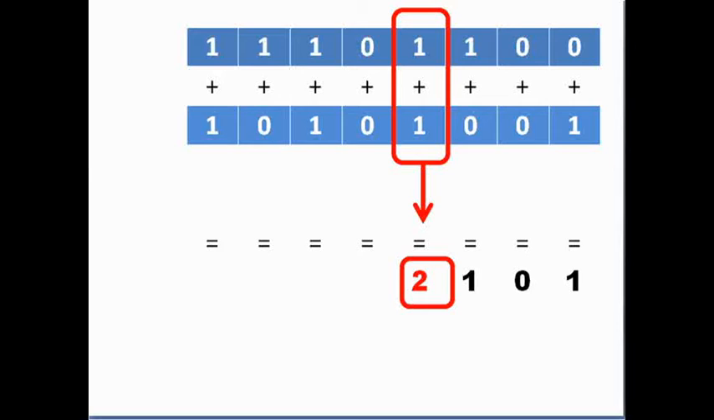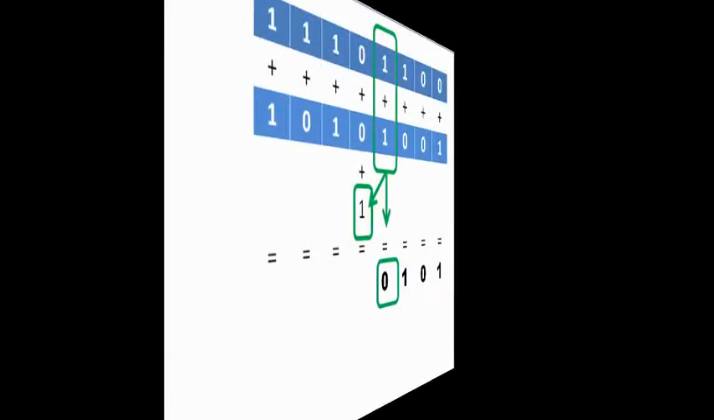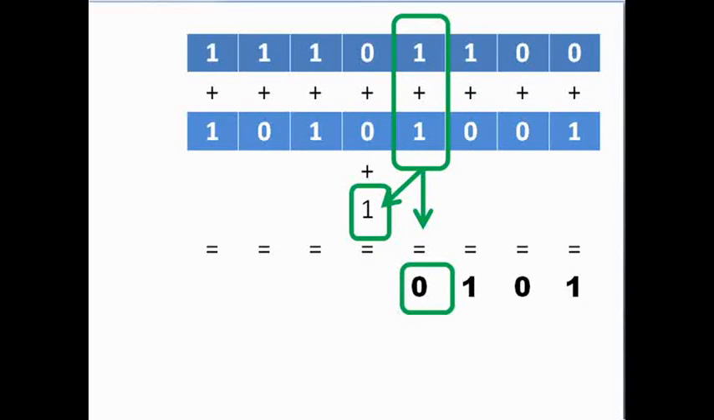This is the first time we face a problem, because we're adding 1 to 1. This gives us the result 2. This is not correct, because in binary code, you can only have 1s and 0s. So what do you do? Well, this is what you do. You write 0 down, and you carry the 2 forward as a 1 as the next column.